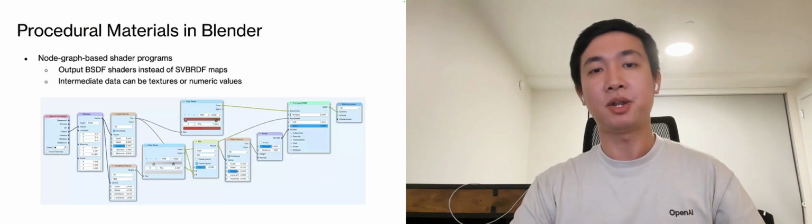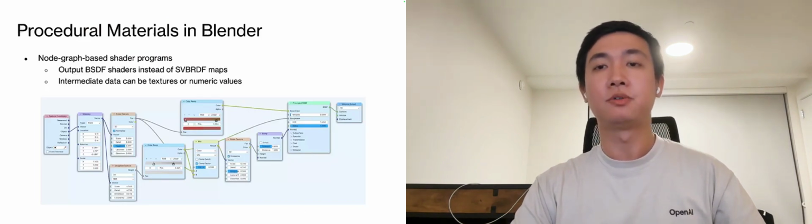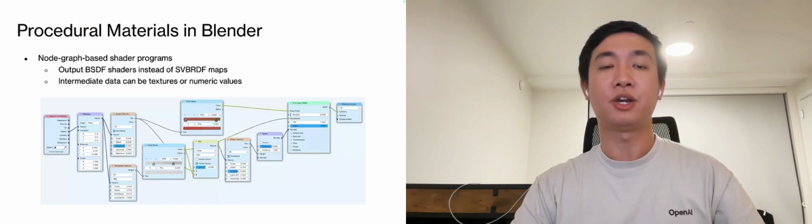Procedural materials are essentially programs that produce photorealistic appearances for 3D objects. In the context of Blender, a well-known open-source renderer, procedural materials are represented as computation node graphs that define shader programs. They output BSDF shaders instead of image-based SVBRDF maps. The nodes are texture generation, geometry processing, or general mathematical operators. The intermediate data in the graph can be textures or numeric values.